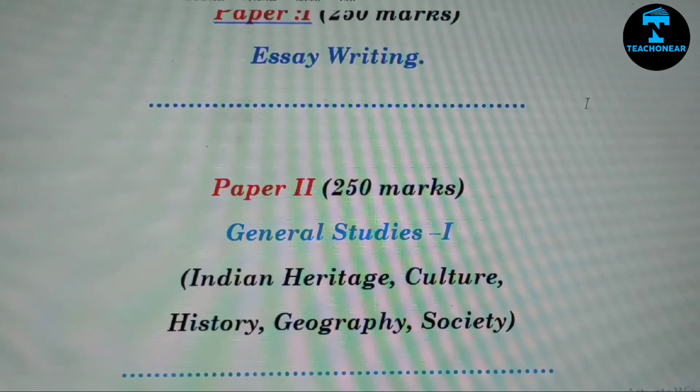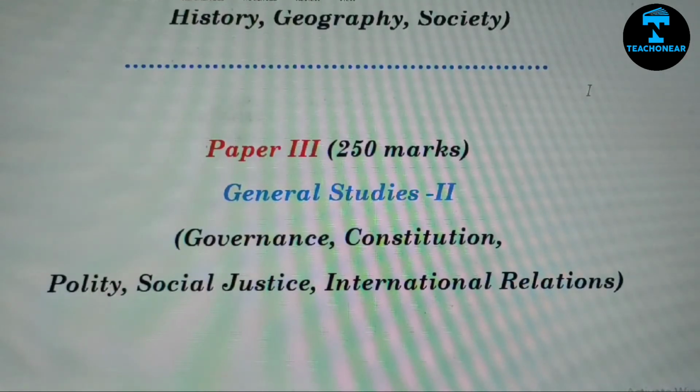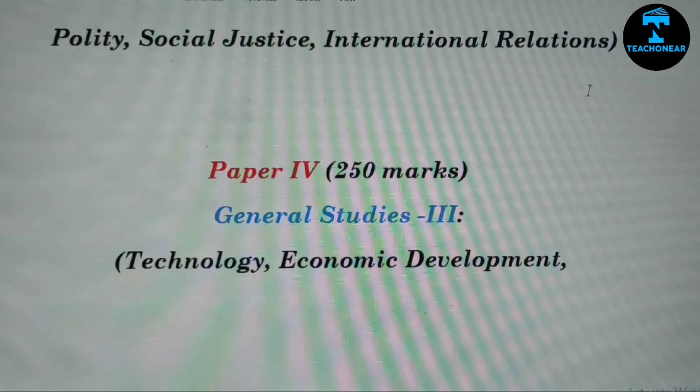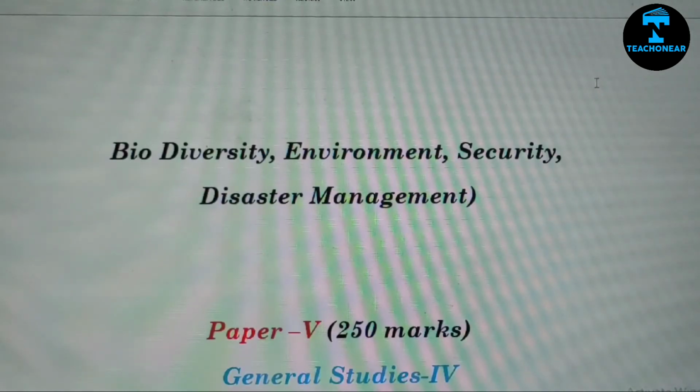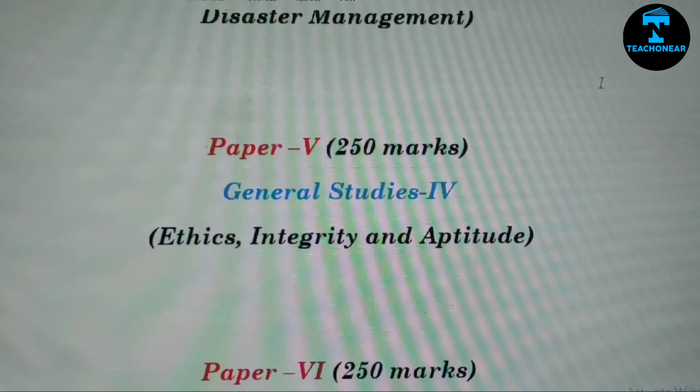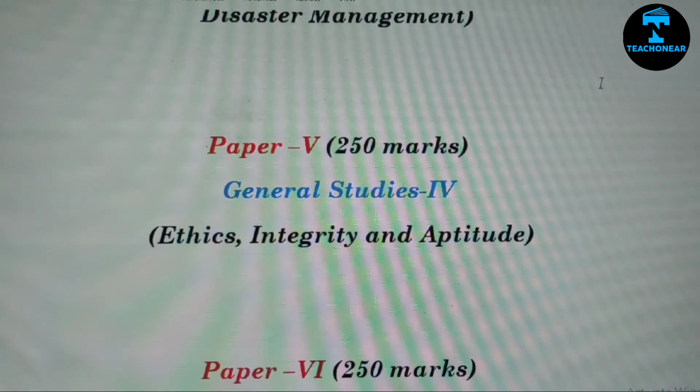Now paper 2, general studies 1. The topics or the syllabus or the areas are Indian heritage, culture, history, geography, society. Paper 3, general studies 2: governance, constitution, polity, social justice, international relations. Paper 4, general studies 3: technology, economic development, biodiversity, environment, security, disaster management. Paper 5, general studies 4: ethics, integrity and aptitude.